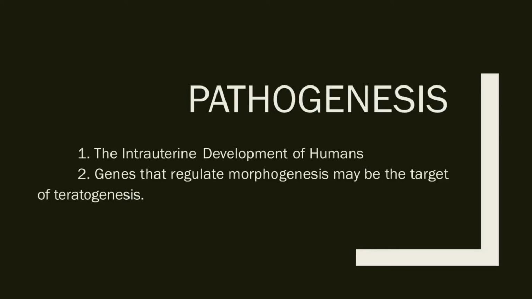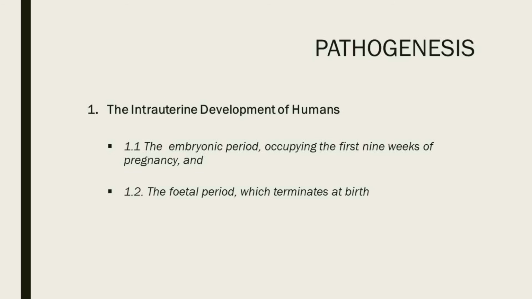What is pathogenesis? Pathogenesis is the sequence of events that lead to disease development in the host, or the progression of disease development from the first encounter between the pathogen and its host to the end of the syndrome. First key basic concept of human developmental disease: the intrauterine development of humans.